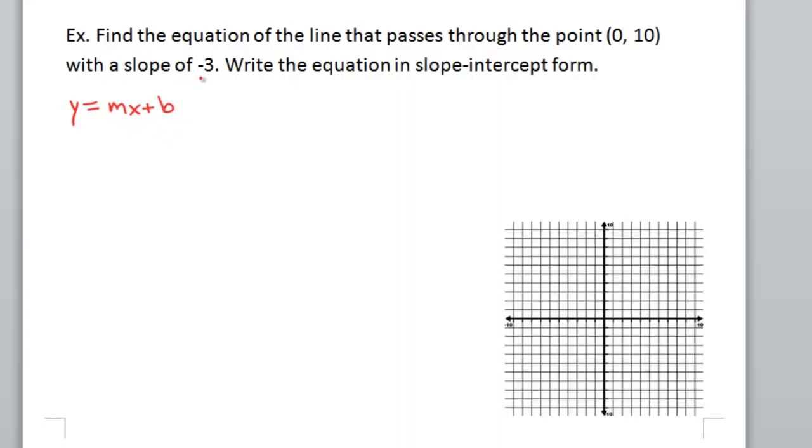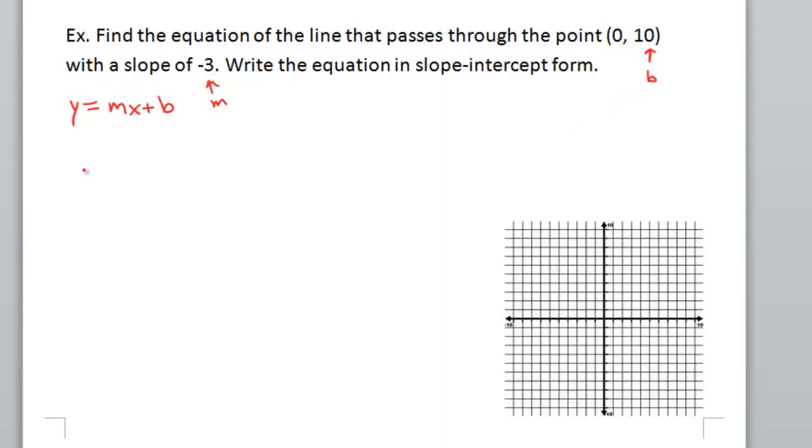m is given to us. There it is. So that part was easy. b is our y-intercept. And if you look carefully at this point, remember (0, 10) is a point that's on the y-axis because its x-coordinate is 0. So in actuality, 10 is also our y-intercept. So we were really given both pieces of information to start with.